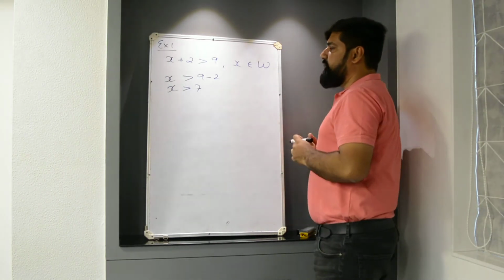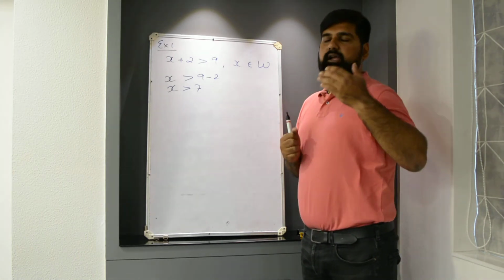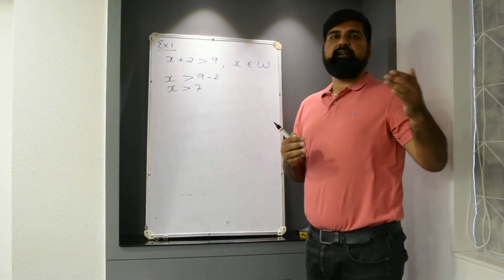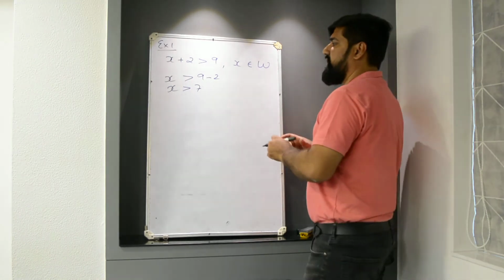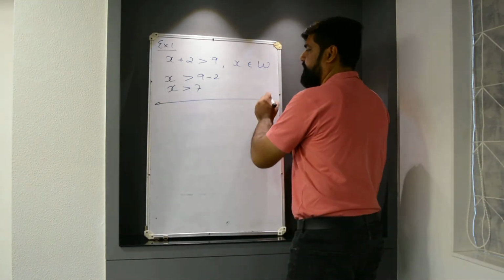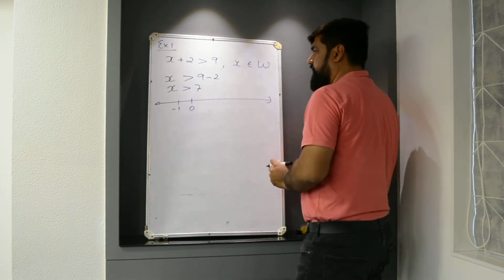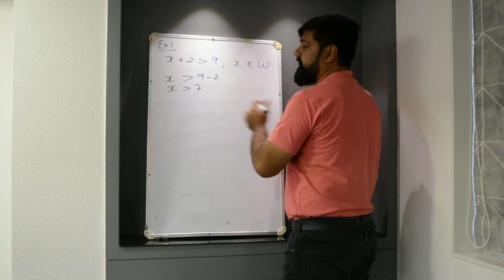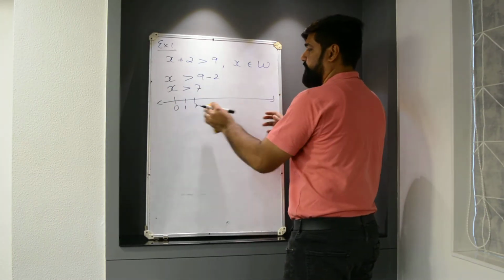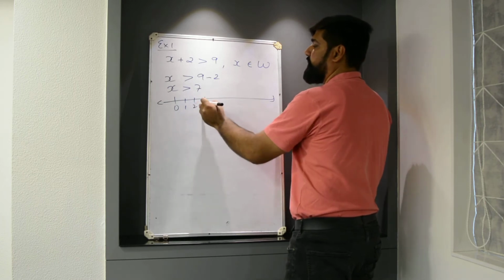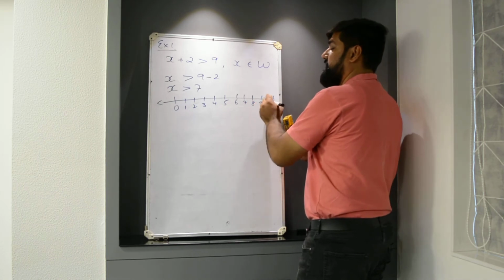Now, the solution x belongs to whole number means the value of x will be anything from x greater than 7, so it will be from 8, 9, 10, 11, 12. It would not include the rational numbers in between the digits. So the solution for this will be, if I just plot it, as such it is a whole number, so we don't need to show negative numbers. We will show it from a positive number, 0, 1, 2, 3, 4, 5, 6, 7, 8, 9, 10.